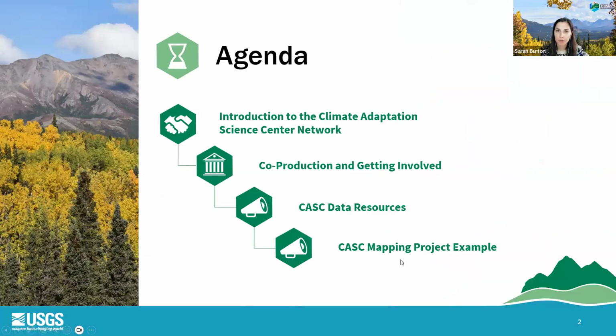Just to give a brief overview so everybody is aware of where we're going today, I'm going to talk to you about the Climate Adaptation Science Center Network, for those of you who are not familiar with it. We'll get into the way that we work in the co-production space and different ways that you all might be interested in getting involved in the network and working with us. I'll highlight the different data resources that we have available and how to find them through the different federal web spaces and data catalogs. And then I'll get into something a little bit more fun and interesting and highlight one of the mapping projects that I have been involved in that really highlights the way that we work as a network.